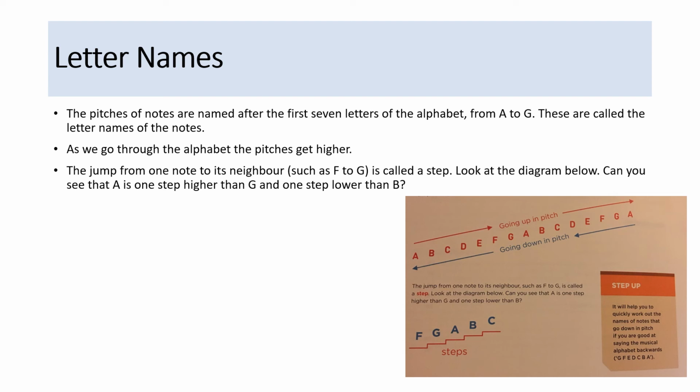And when you move from one note to the next note, we call it a step. So if I move from A to B, that's one step. If I move from B to C, that's one step. If I moved from C to E, that would be 2 steps because we've gone C to D and then D to E, so that's 2 steps.